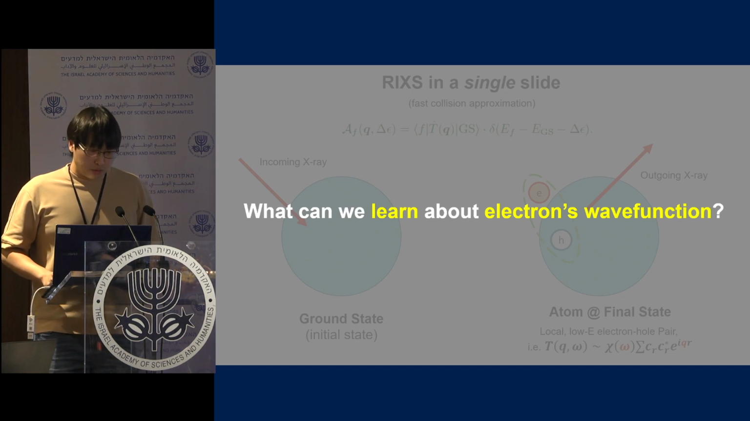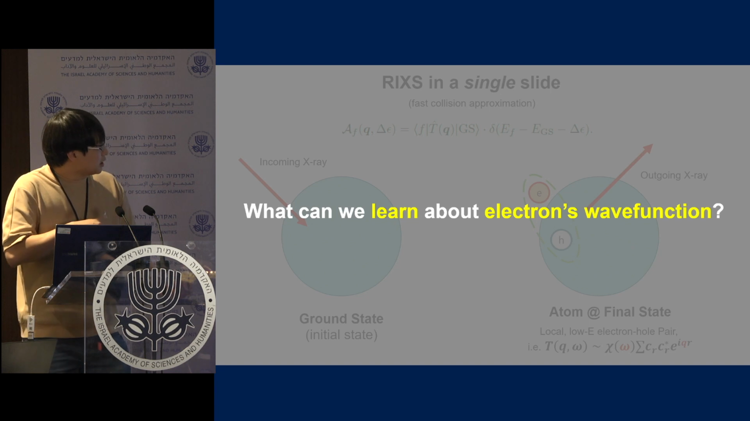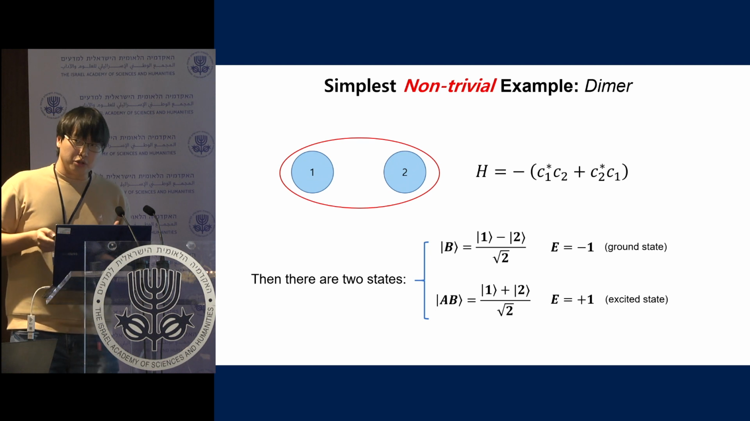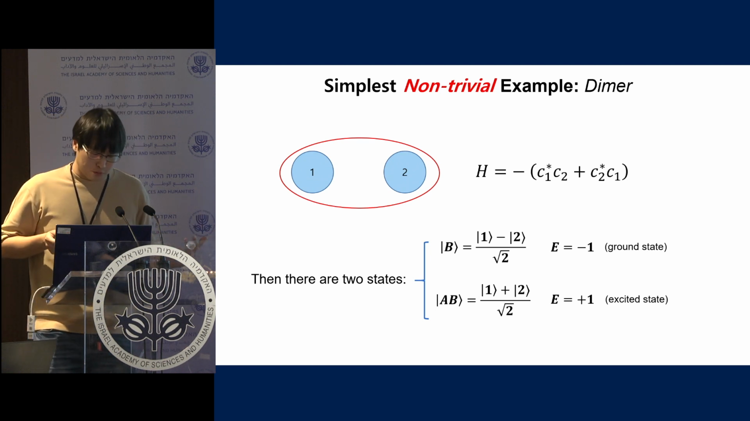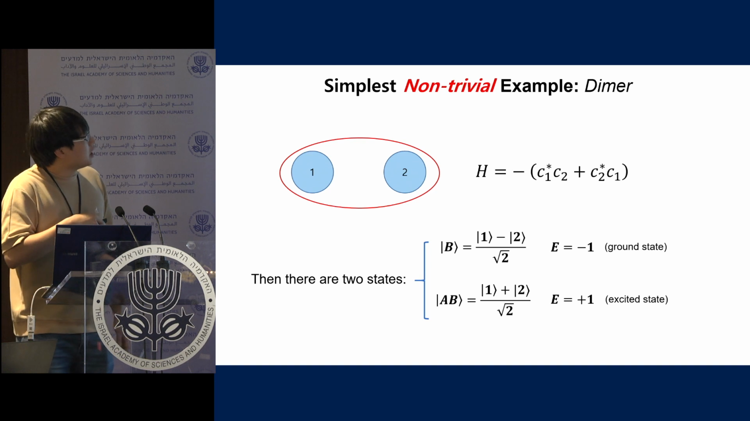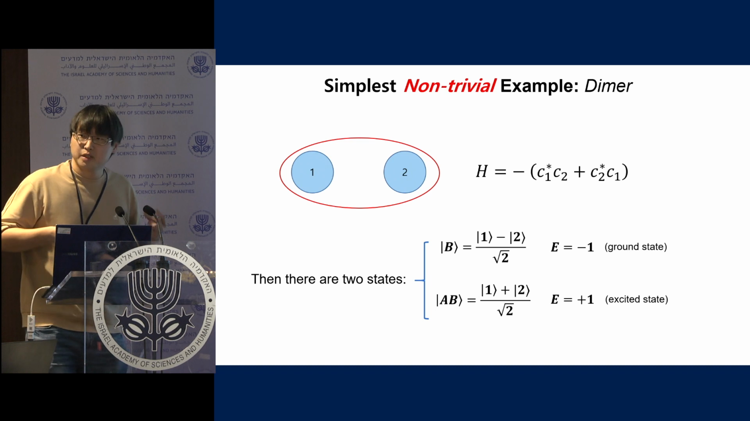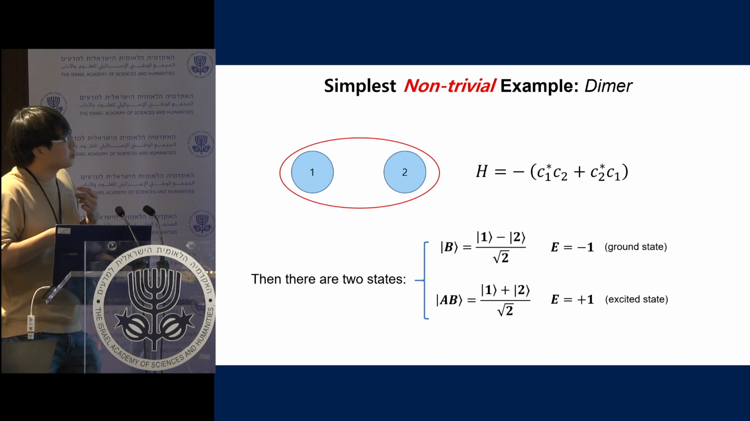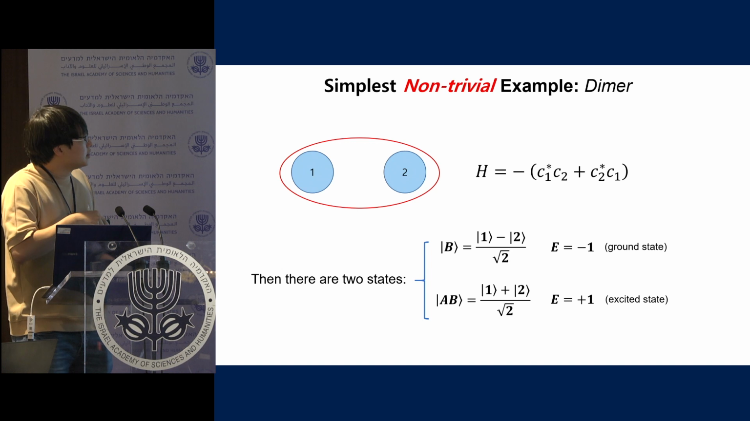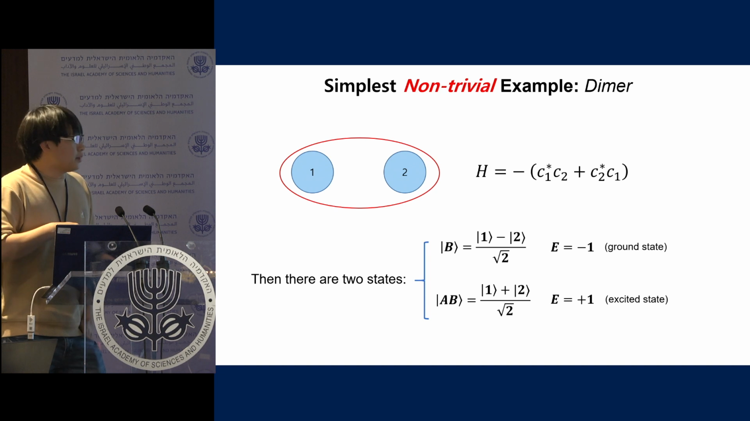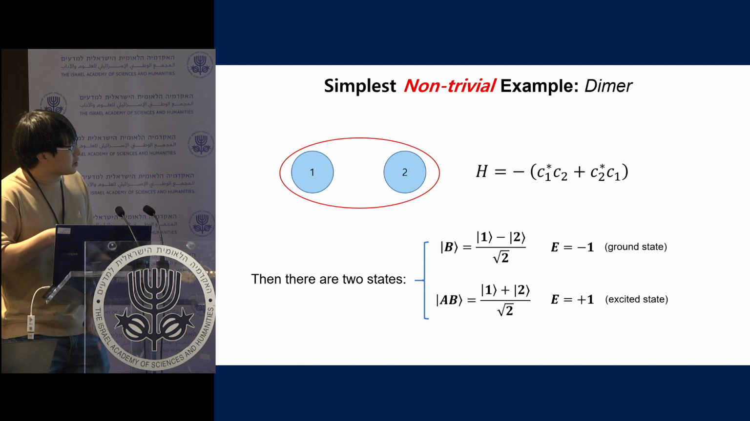To glimpse the possibility, let's take a simple example. What I'm going to show you in the next few slides is that the RIXS intensity captures certain features of the wave functions. For that, let's take a simple dimer where you have only two atoms, and the electrons are hopping between them. We know that for this system there are only two states: the bonding state and the anti-bonding state. The bonding state has a lower energy, and the anti-bonding state has a higher energy.